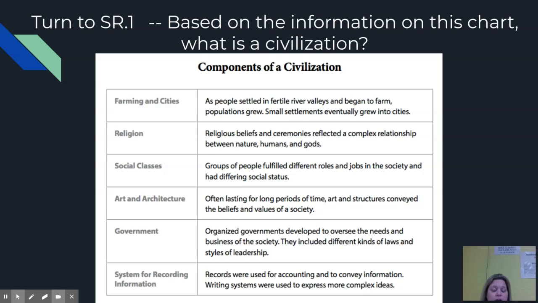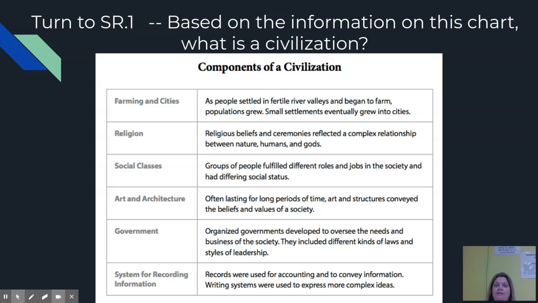Civilization, you have to have art and architecture. Often lasting for long periods of time, art and structures conveyed the beliefs and values of societies. Art, how they drew, ancient Egyptians, they had their hieroglyphs, as you saw with the cover of our unit. The Mayans were very colorful. They had that kind of art. You also have the architecture, which is building. I'm going back to the ancient Egyptians because people know more about them. You have the pyramids that they created. You have the Roman Colosseums. This is a way that it showed the culture's not only worth, but kind of social status in a way.